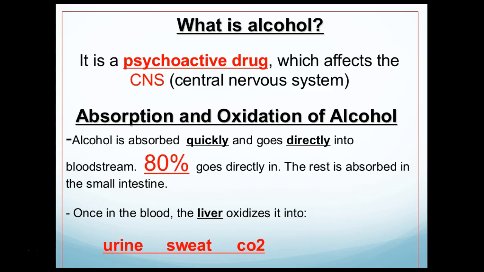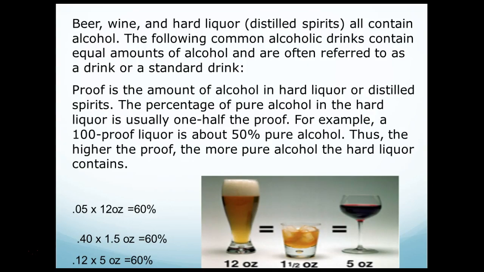Absorption and oxidation of alcohol. Alcohol is absorbed quickly and it goes directly into the bloodstream. About 80% goes directly in, and the rest is absorbed in the small intestines. Once it's in the blood, the liver works to oxidate, okay? So what that means is it breaks it down into urine, so you pee it out, sweat, you sweat it out, and CO2, you breathe it out. That's why you can get detected on a breathalyzer.